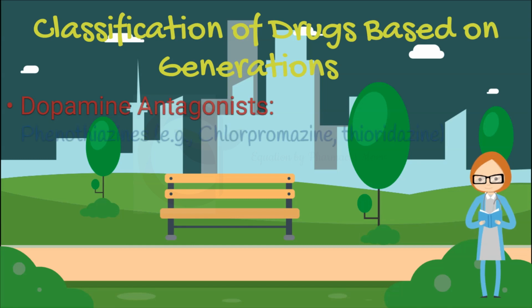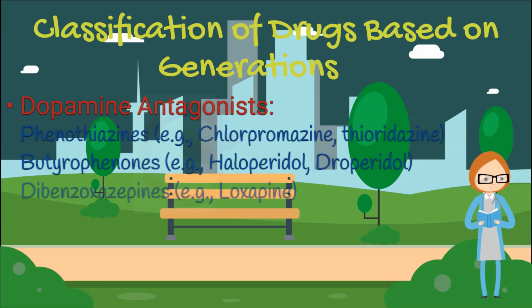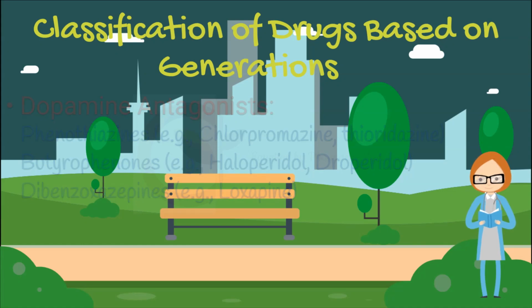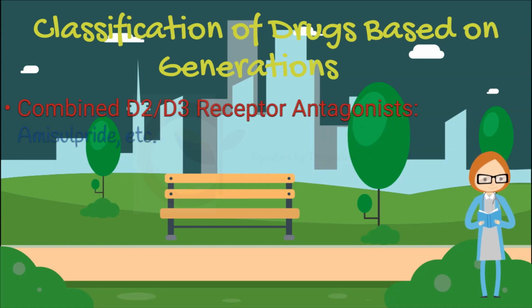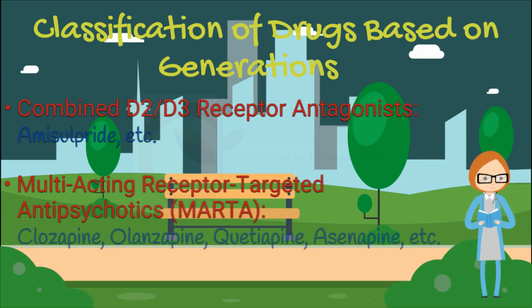dopamine antagonists. For example, phenothiazines, for example, chlorpromazine, thioridazine. Butyrophenones, for example, haloperidol, droperidol. Dibenzoxazepines, for example, loxapine. Combined D2, D3 receptor antagonists. For example, amisulpride, etc. Multi-acting, receptor-targeted antipsychotics, or MARTA. For example, clozapine, olanzapine, quetiapine, asenapine, etc.